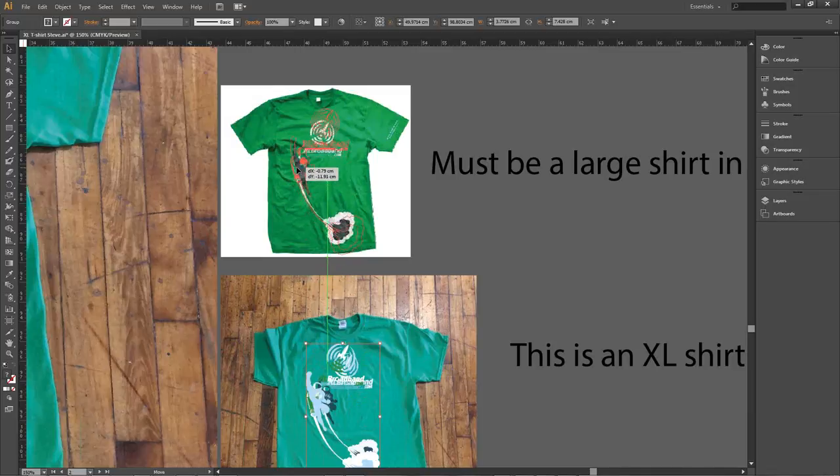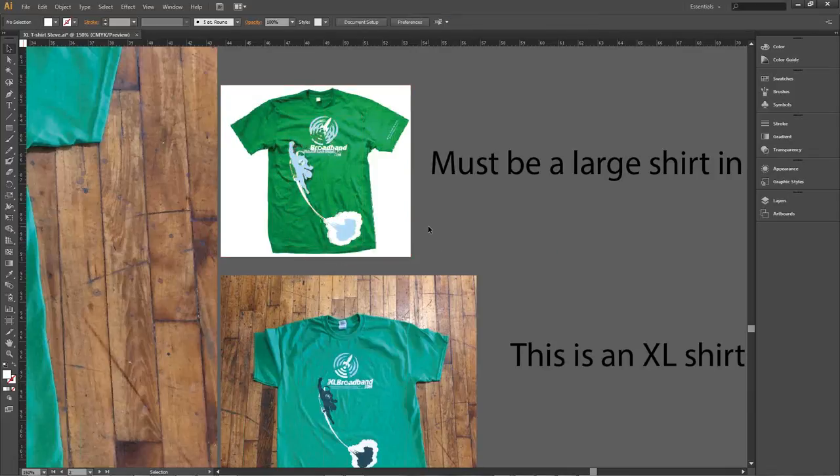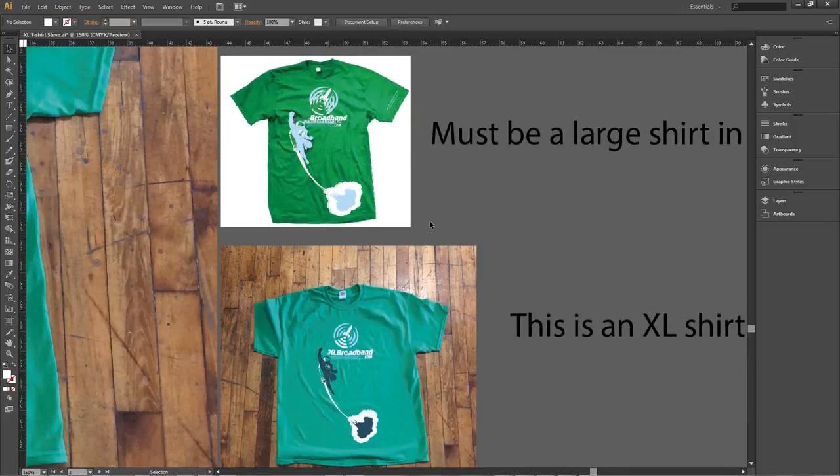Let's see. Oh, they even had to fix it there so it would fit. Looks like. I don't know, but must be what they did.